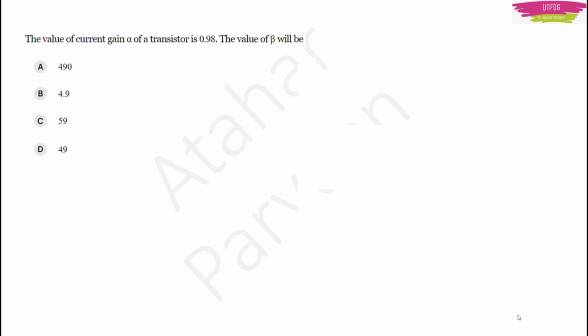Now let's see the MCQs. What type of questions may be asked? First question is, the value of current gain alpha of a transistor is 0.98. The value of beta will be? Now we know the formula, right? Beta is equal to alpha upon 1 minus alpha. Alpha is given, so I substitute and find the value of beta, which comes out to be 49 here.